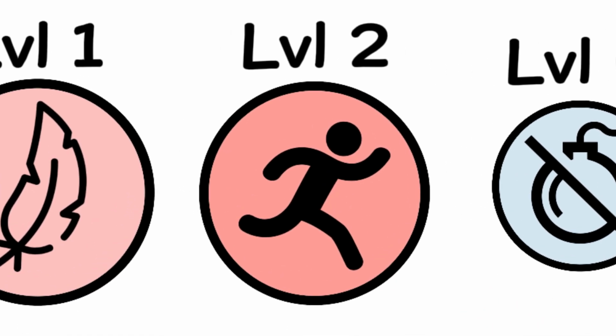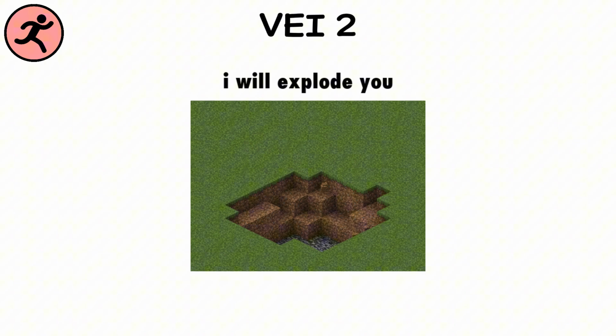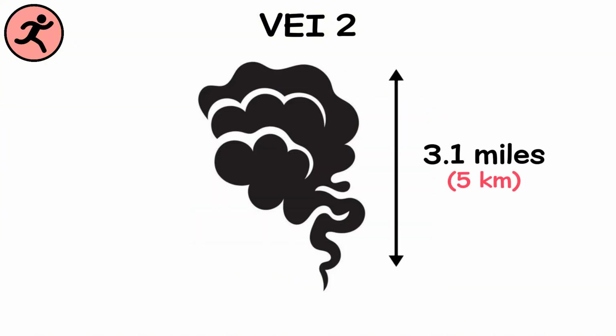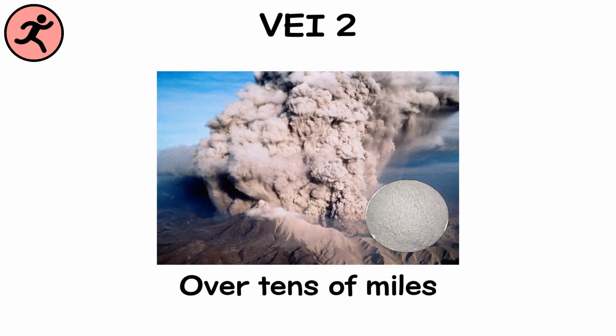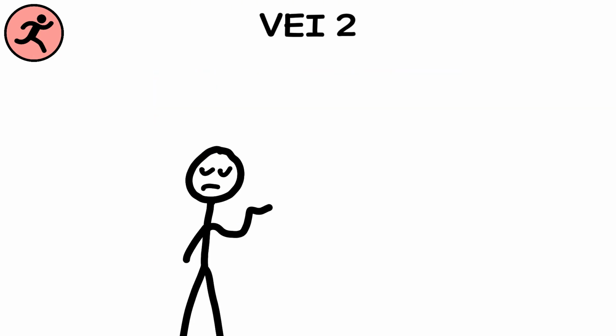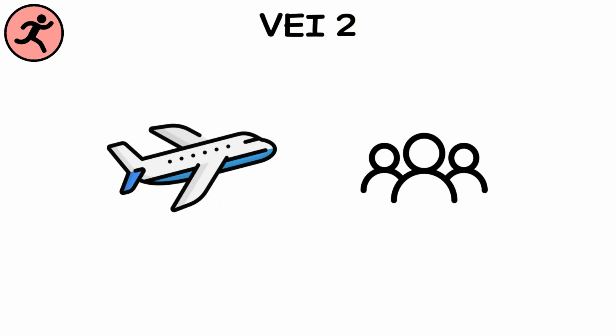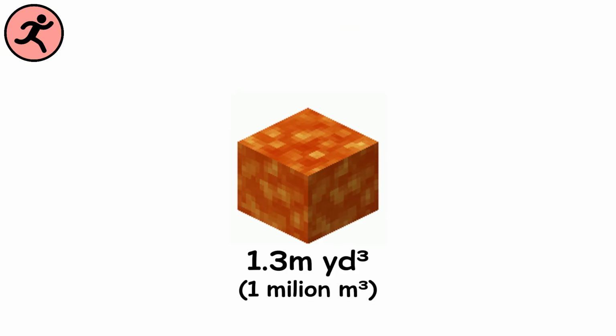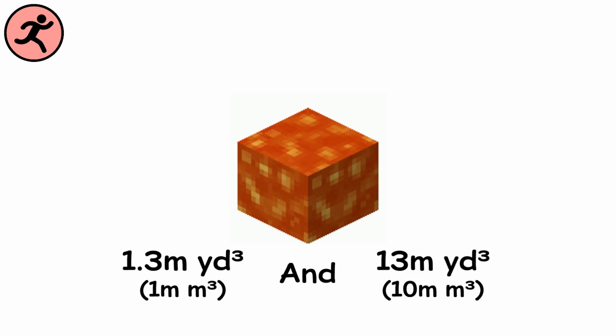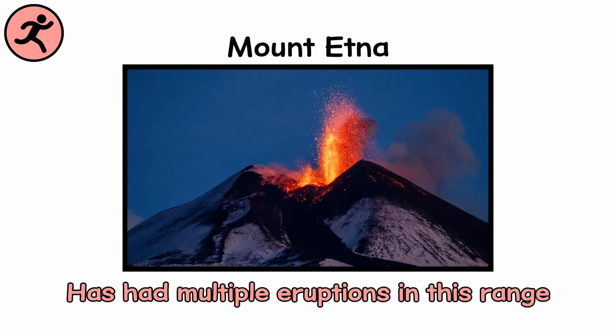Level 2. Explosive eruption. At VEI-2, eruptions become clearly explosive. Ash columns reach up to 3.1 miles into the atmosphere, and the eruption can distribute volcanic ash over tens of miles. While these eruptions are still considered small on the scale, they can affect air travel and disrupt nearby communities. The ejected volume is between 1.3 and 13 million cubic yards. Mount Etna has had multiple eruptions in this range.